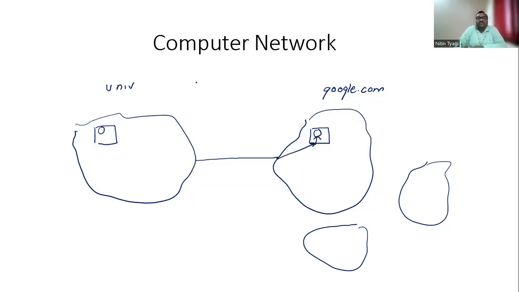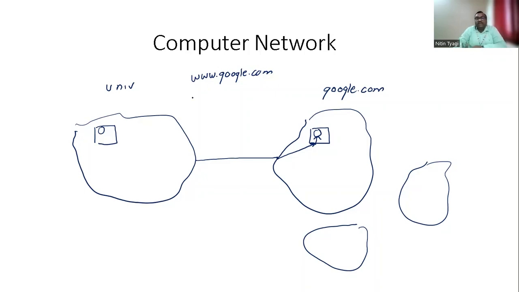Like here, you just write www.google.com, google.com, www.gmail.com, rediffmail.com, and many more. You know all these names of sites. But what is the actual thing running on the backside? The actual thing running on the backside is the IP.